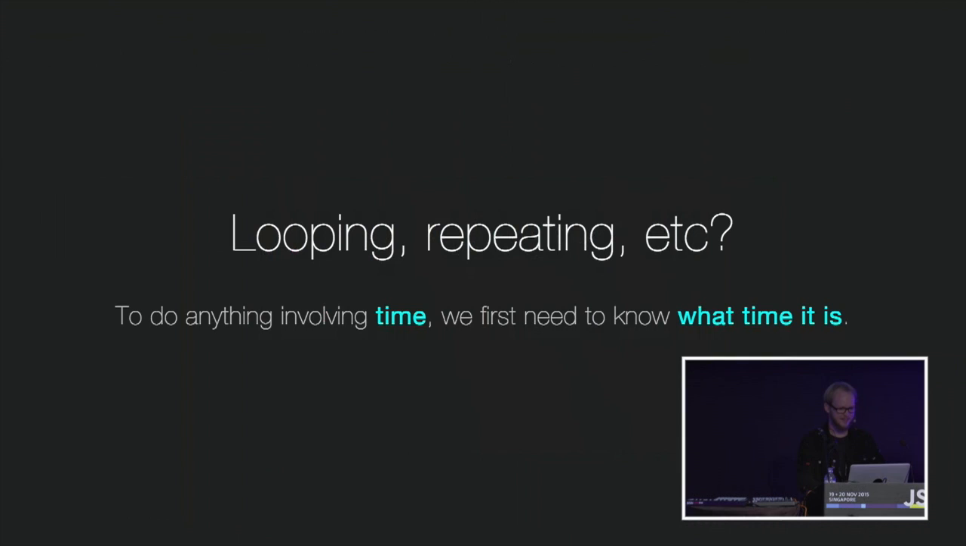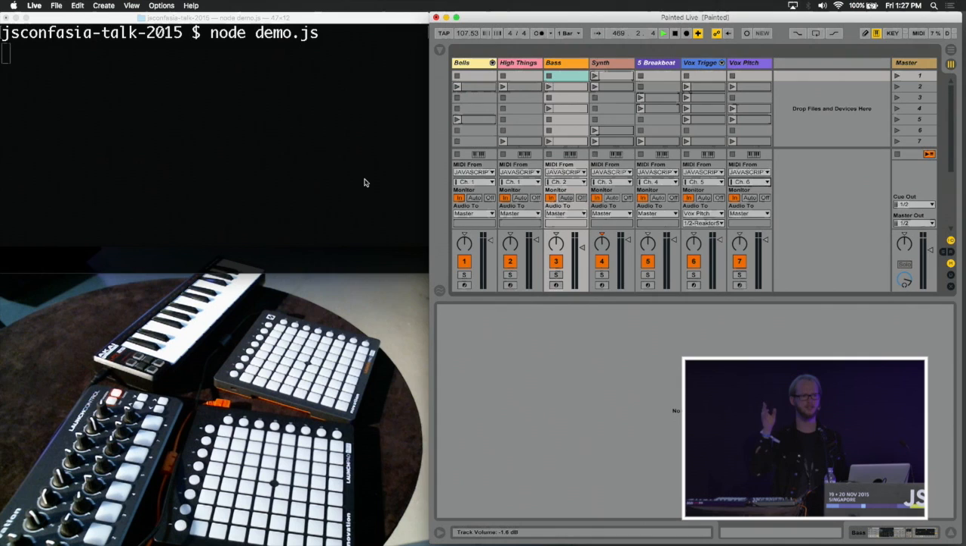So, how do we quantize? How do we align things perfectly with the clock? Ableton Live has the ability to send out a clock signal. What that really is, is a pulse: 24 times every beat it will send a pulse perfectly aligned to the current tempo. So that's quite a few ticks every second. At 120 beats per minute, that's like 48 different events.